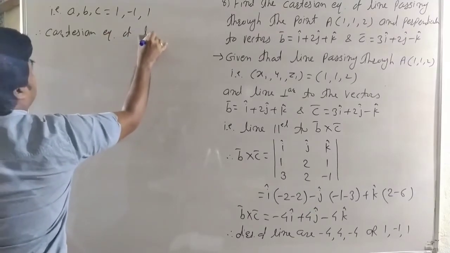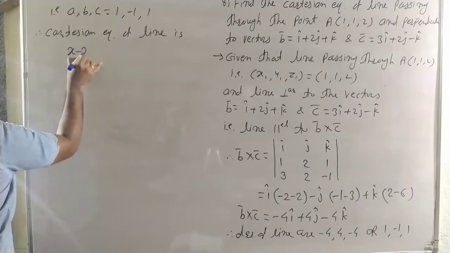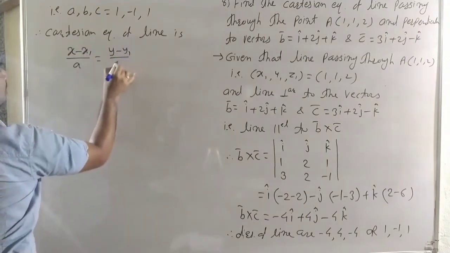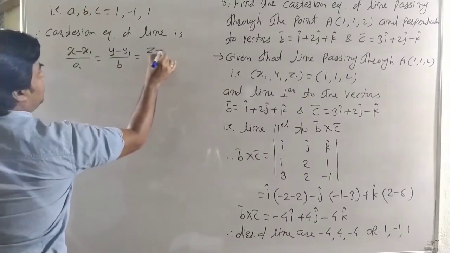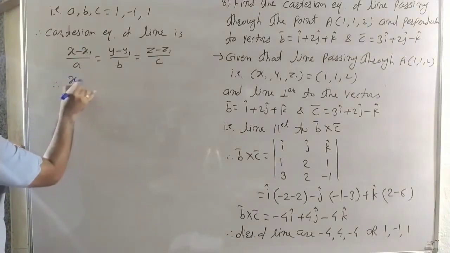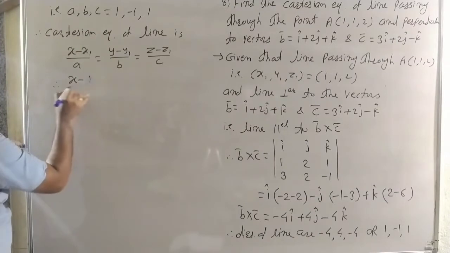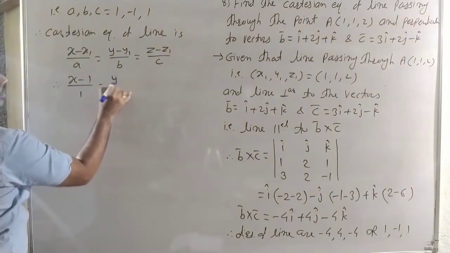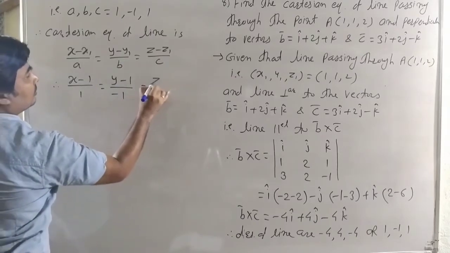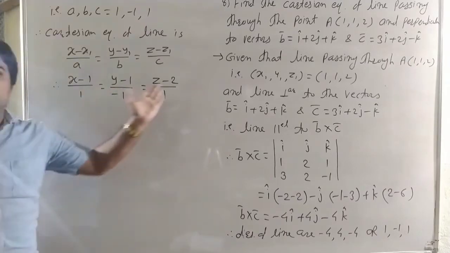And therefore, the Cartesian equation of the line is x minus x1 upon A is equal to y minus y1 upon B is equal to z minus z1 upon C. With x1, y1, z1 equal to 1, 1, 2, it is x minus 1 upon 1 equals y minus 1 upon minus 1 equals z minus 2 upon 1. It is the Cartesian equation of the line.